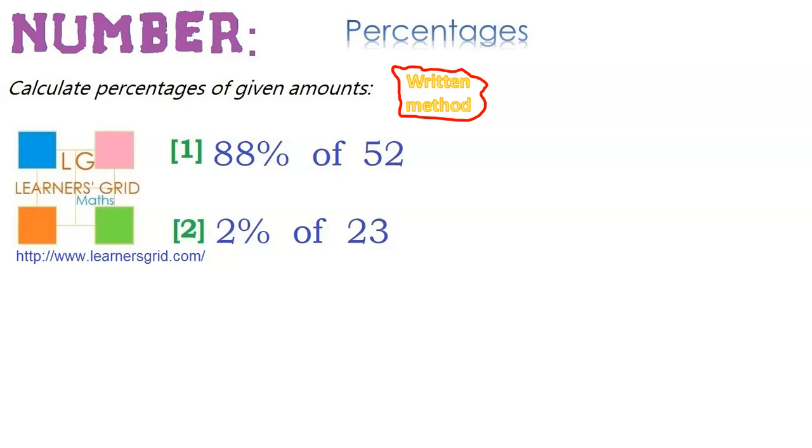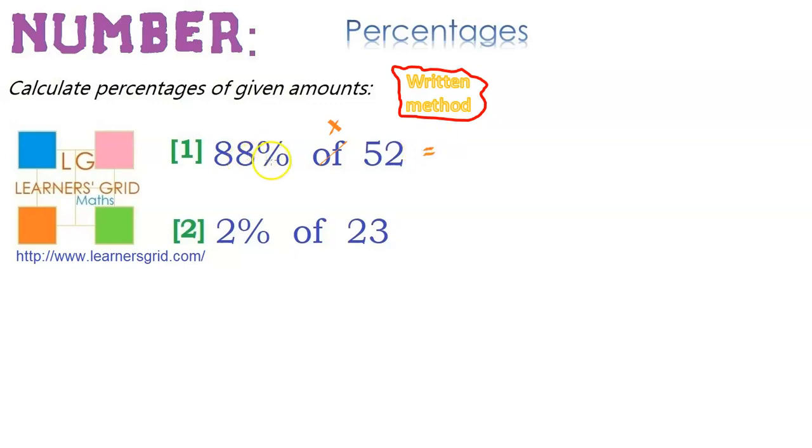For this tutorial, we're going to be calculating the percents of given amounts, and all the amounts are whole numbers, and we are going to use a written method to help us calculate the final answer. So here's how we go. We have to understand that this "of" really means multiply, and we need to be able to convert 88% into a fraction. So none of that's particularly difficult, so let's start that.